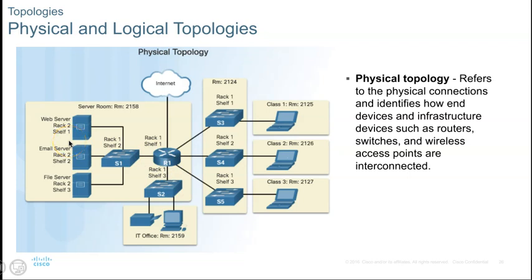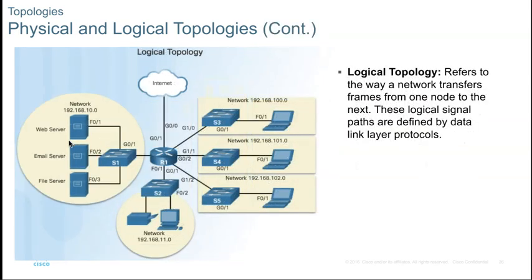However, there's another topology that's very important in communication between devices, and this is known as logical topology. Logical topology is the way a network transfers frames from one node to the next. These logical signal paths are defined by the data link layer. So it is the data link layer that defines how to logically use the physical topology and forward frames from point A to point B. For instance, you need to find out where the computer that the data needs to go to is. Is it here?